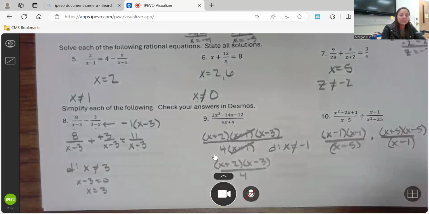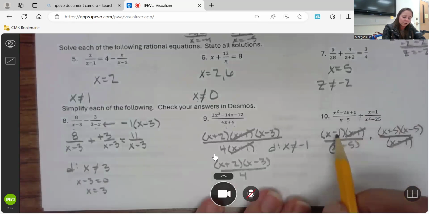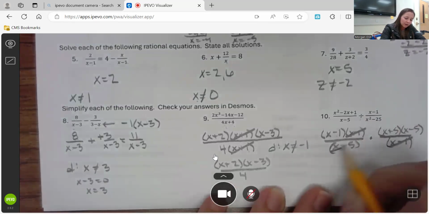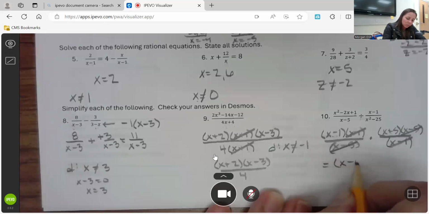All right. Anything that's the same in the numerator can cancel with the denominator. Now, only one of these can cancel. All right. And here, this cancels. Now, what am I left with? I'm just left with x minus 1 and x plus 5, and both of them are on top.